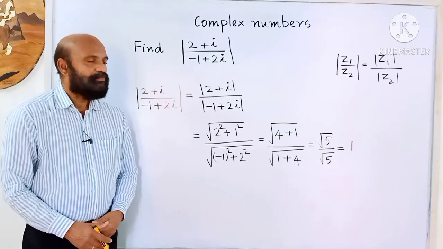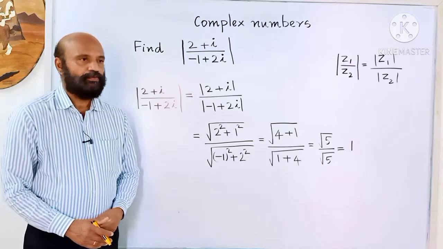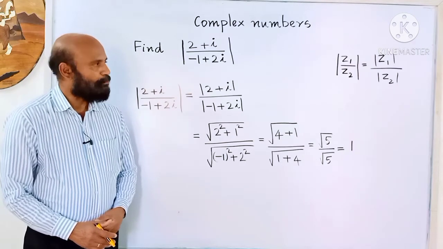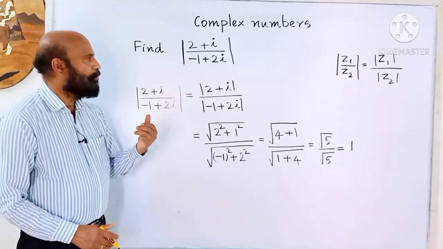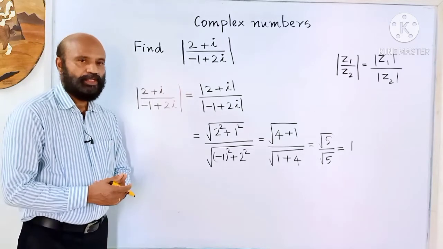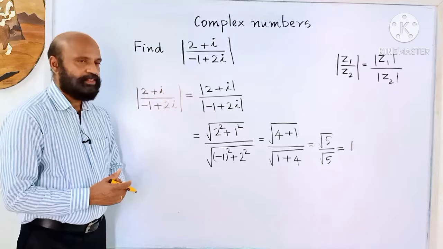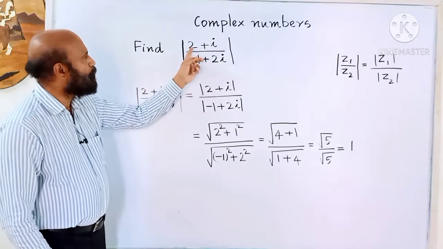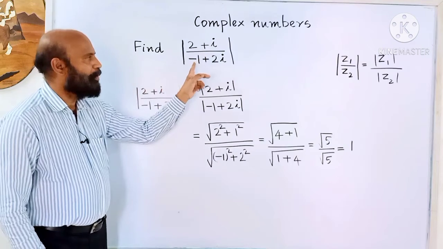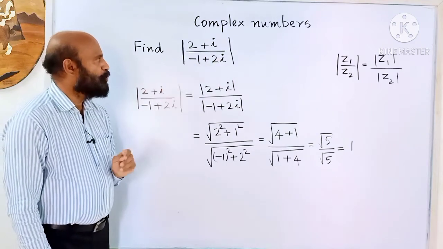You have learned the properties of moduli of complex numbers. Now let us do some problems based on the properties of moduli of complex numbers. Find modulus of (2 + i) divided by (-1 + 2i).